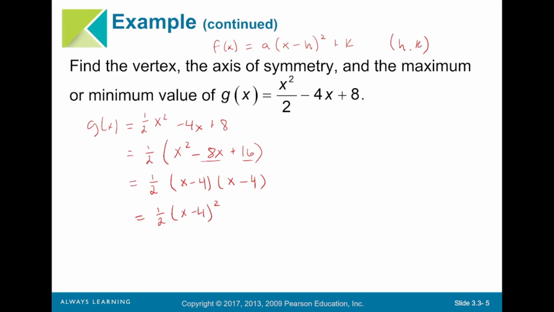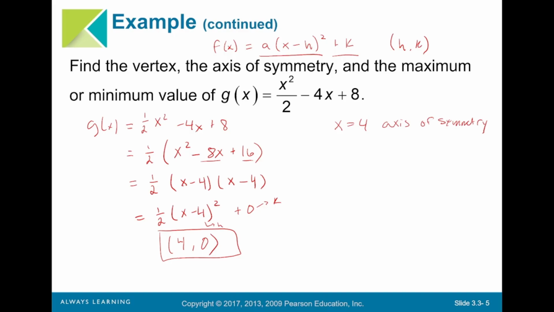But we already got to our form that looks like this. There just is no plus k. Our plus k is 0 here. That means that our vertex is at 4, 0. Because again, h is 4, and there's a plus 0, which is our k. So there's our vertex. The axis of symmetry, then, we would have x equals 4 as the axis of symmetry.